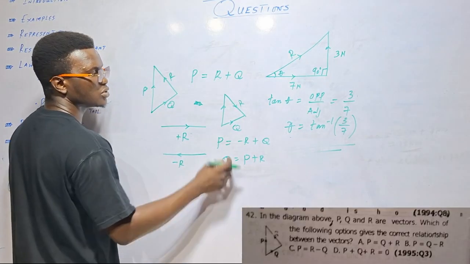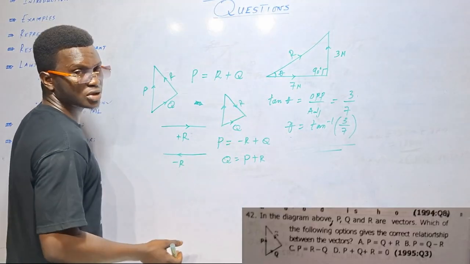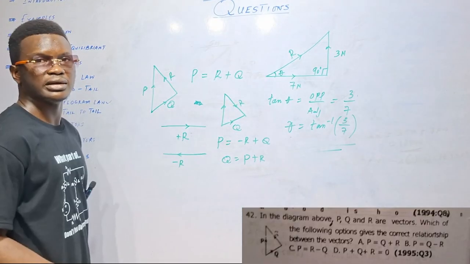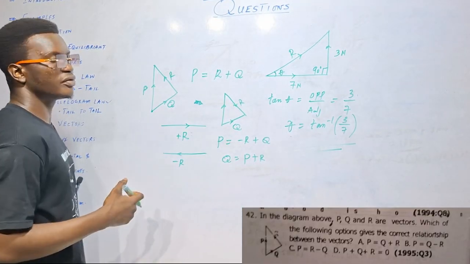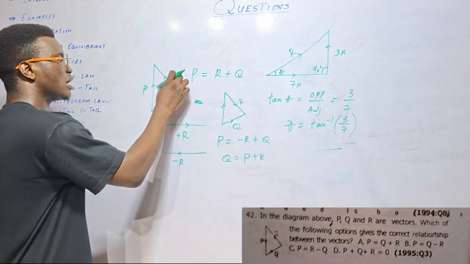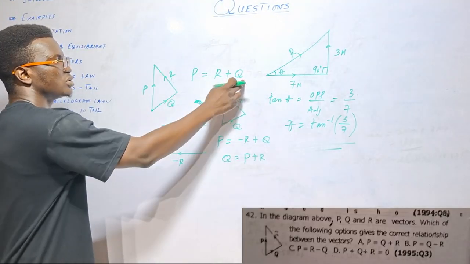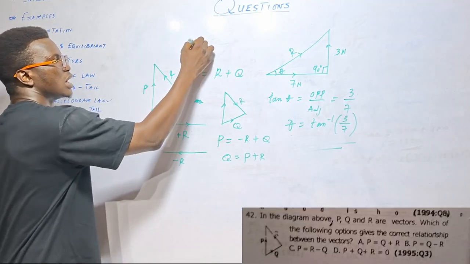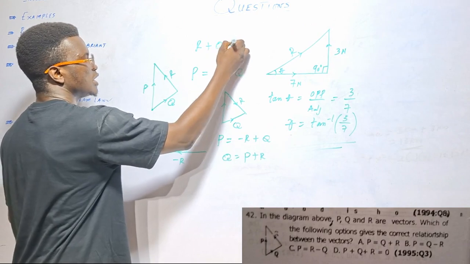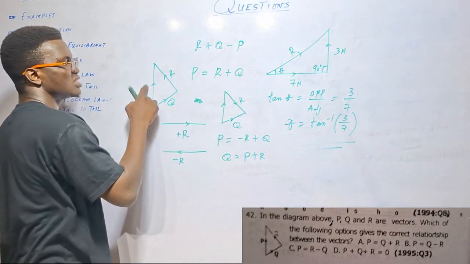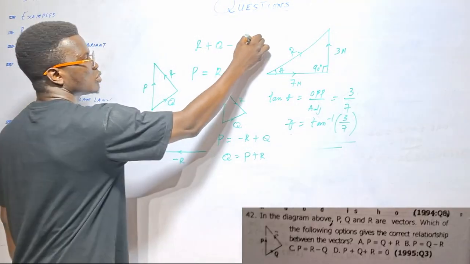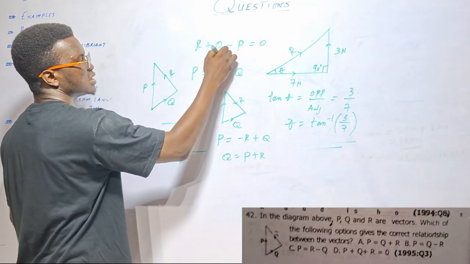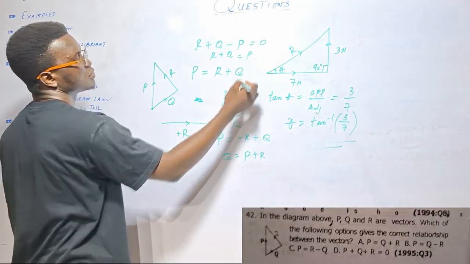Can you see that? So anytime you flip direction, you will also flip the sign. Anytime you flip the direction of a vector, you flip the sign. So R and Q are facing the same direction. Add them together, then they will be equal to, just say R plus Q minus P, because P is not going in the same direction as R and Q, will be equal to 0. So at the end of the day, you can say R plus Q is equal to P.